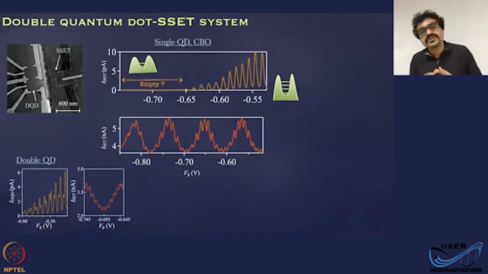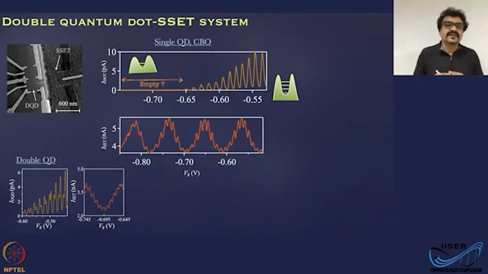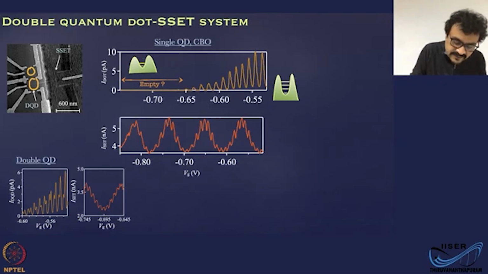Now, just to finish, let us take a look at charge sensing using a superconducting single electron transistor on a double quantum dot system. Okay, so in this case, what you have is two quantum dots. You have quantum dot 1 and quantum dot 2 defined by the gating technique. Okay, and if you look carefully, you will see a weak image. These are aluminum tunnel junction system.